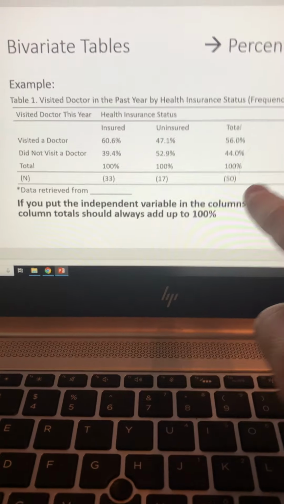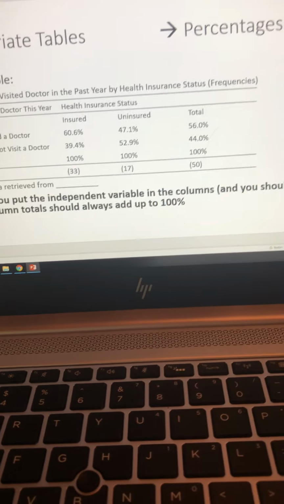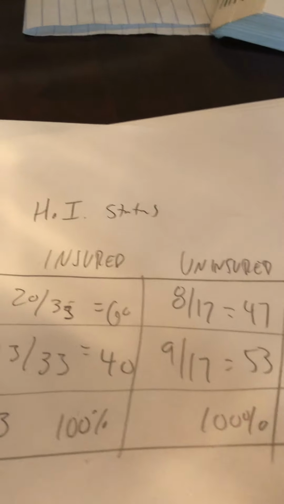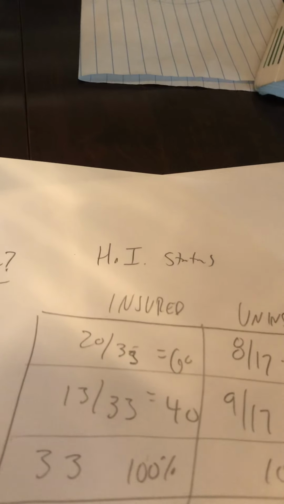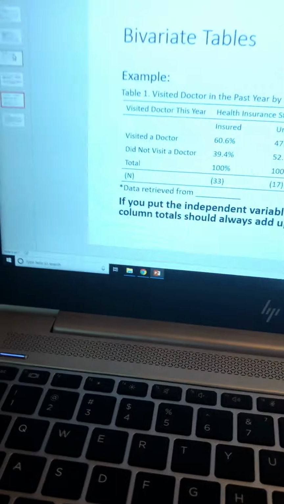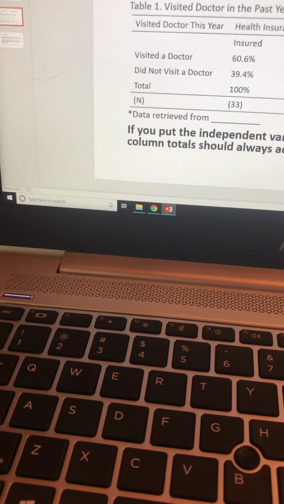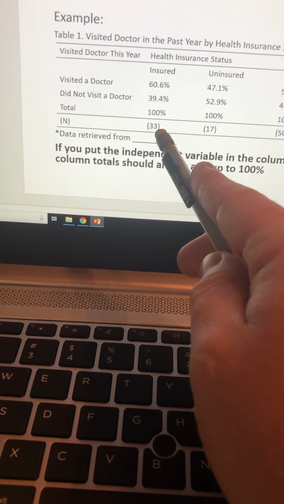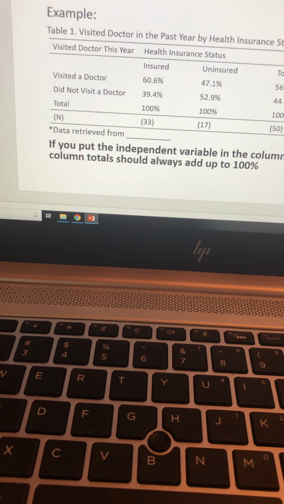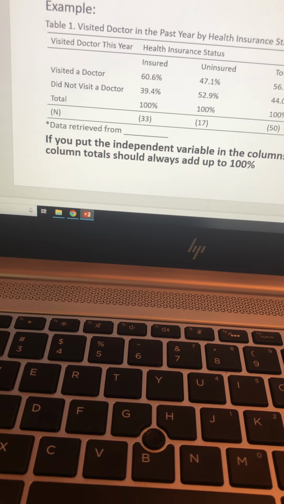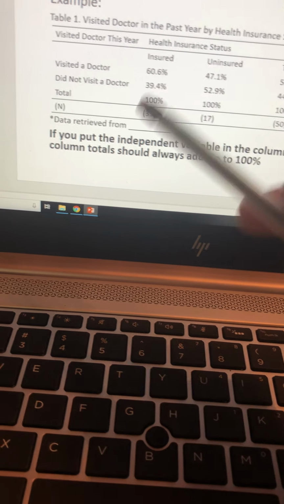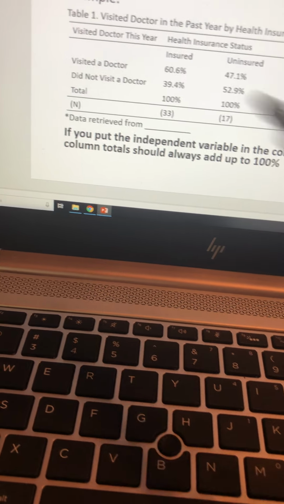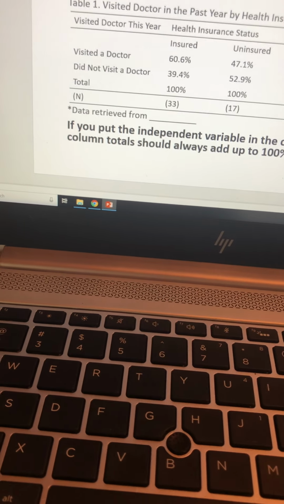The one thing that you always definitely want to have in there is the 50, because if I'm seeing 60%, 40%, 53, 47, I'm like 53 of what? Well, I need to know what I'm looking at. So you should include the totals. And all this tells us is that 33 people here are insured, 17 people are uninsured. If you wanted to figure out what those were, well, it's going to be about 66, 34%. 2/3, 1/3, thereabouts.